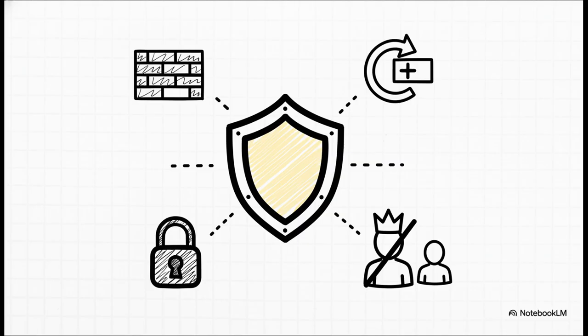Third, use a strong password. And finally, apply the principle of least privilege. Think of it this way. You give your house sitter a key to the front door, not the master key to every room, the safe, and the car. Never give a user account more power than it absolutely needs to do its job.